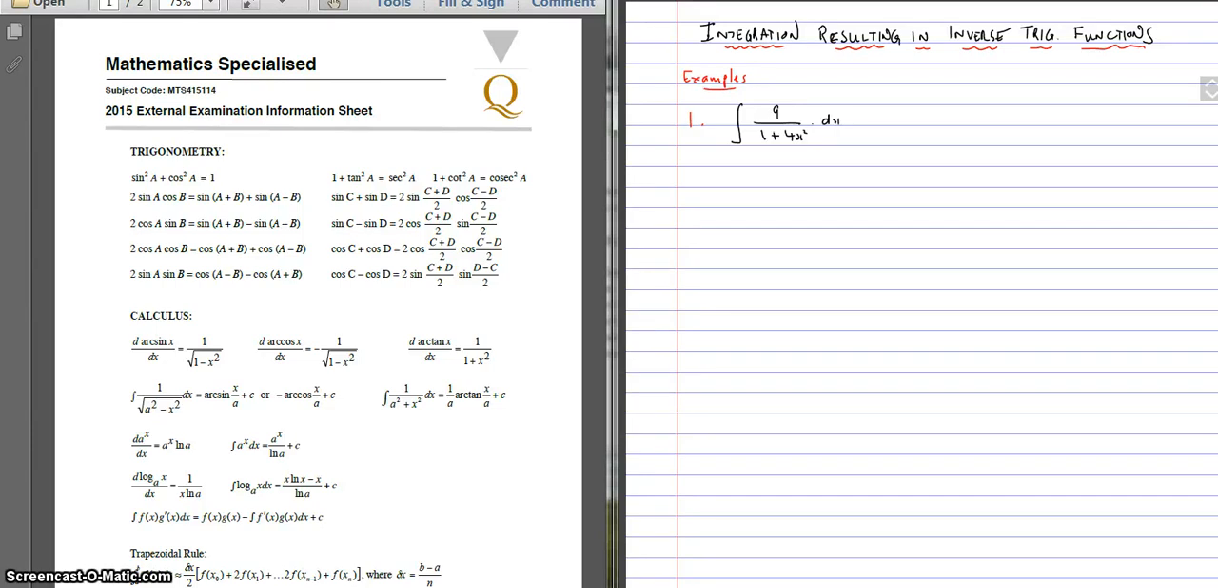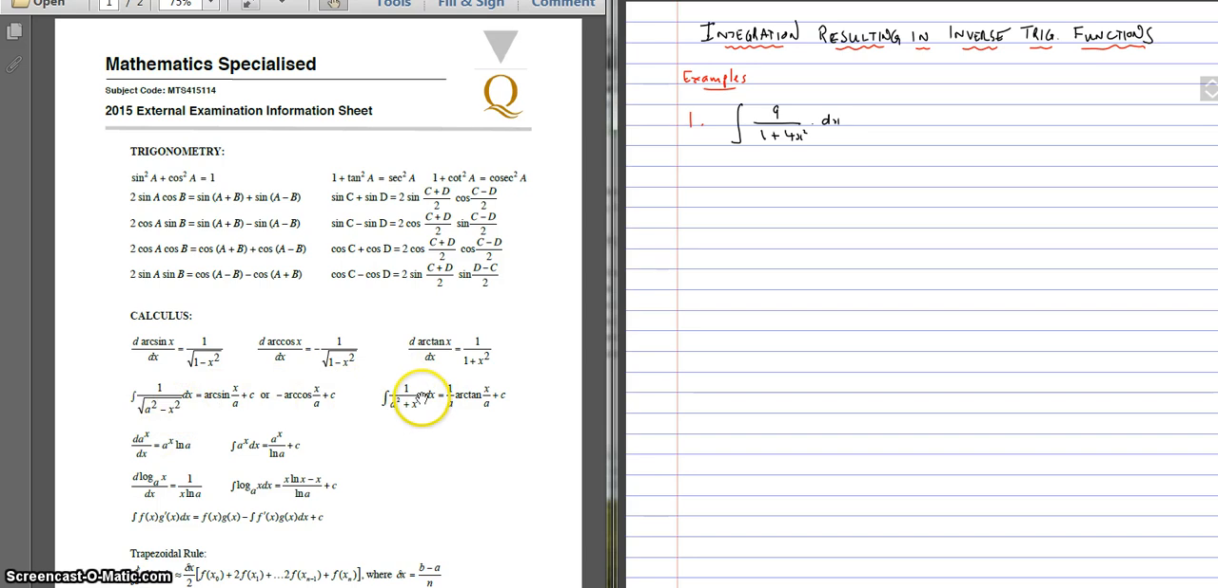Alright, we're going to be looking now at integration resulting in inverse trig functions. If we look at our information sheet, you'll remember that the inverse trig functions arcsine, arccos and arctan, when we differentiate them, result in these fractions. These are rational expressions with an irrational base for sine and cos, but arctan results in just 1 over 1 plus x squared. What we want to look at now is the integral of these.